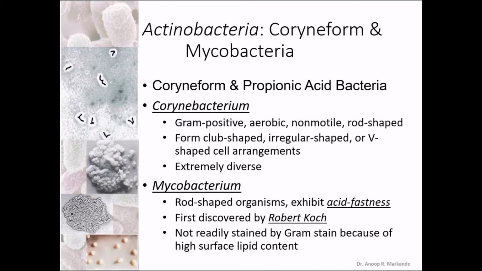Actinobacteria, which includes Coryneforms and Mycobacteria, Coryneform and propionic acid bacteria. Coryneform, as the name says, it is a club-shaped, irregular-shaped or V-shaped cell which is arranged in palisade. They are gram-positive, aerobic, non-motile, rod-shaped cells. They are extremely diverse group.